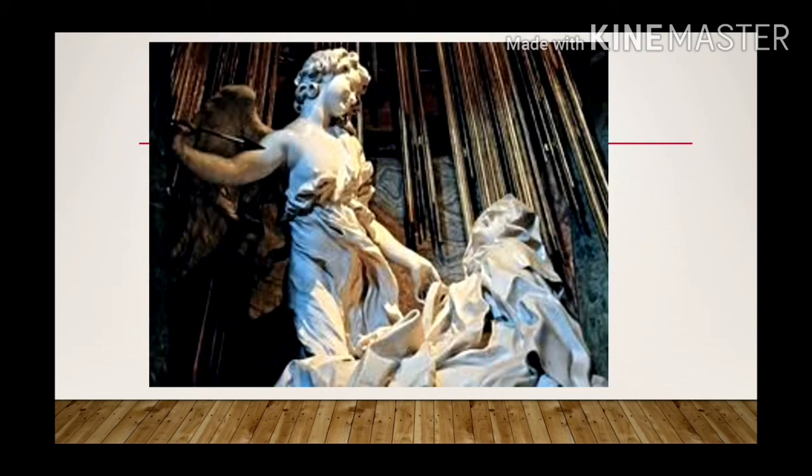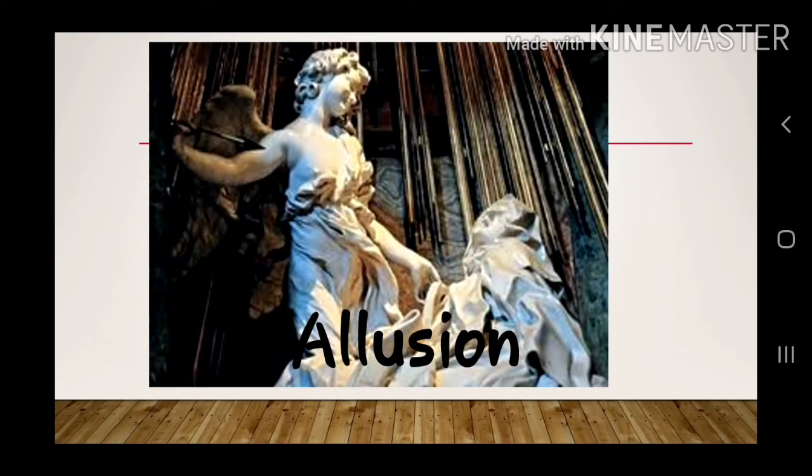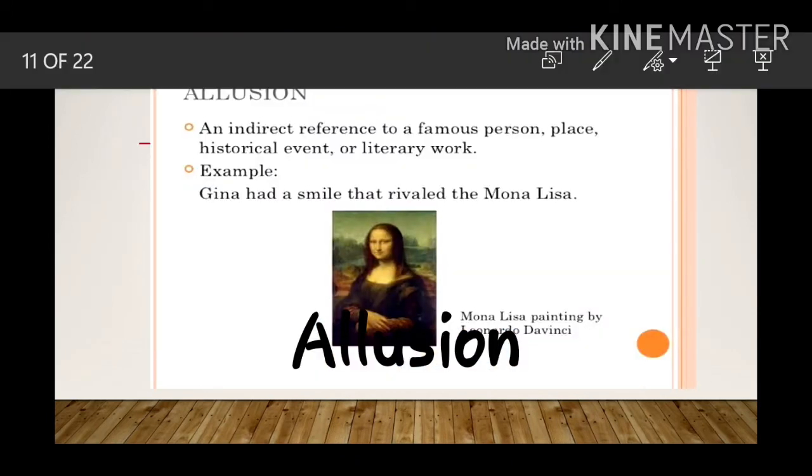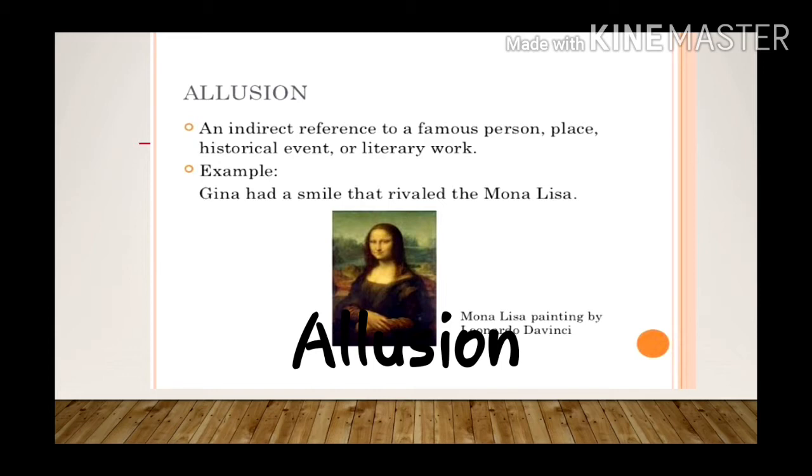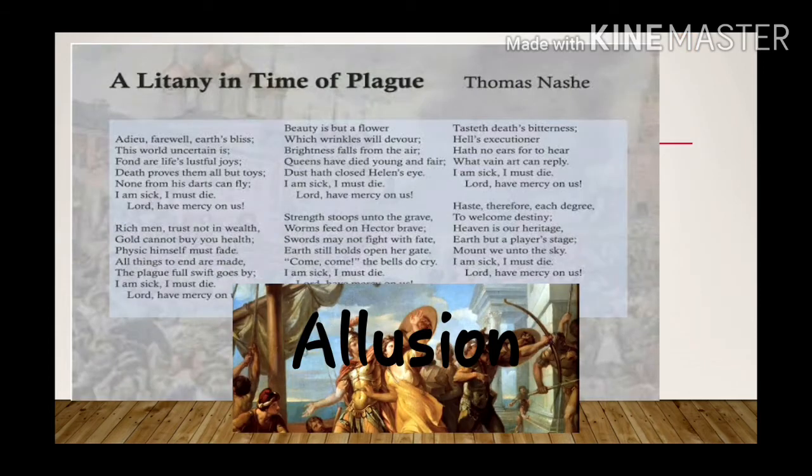The second literary device I'm going to talk about is allusion. Allusion is a passing reference without explicit identification to a literary or historical person, place, or event, or to another literary work or passage. Elizabethan Thomas Nashe's Litany in Time of Plague: Brightness falls from the air, queens have died young and fair, dust hath clothed Helen's eye. The unidentified Helen in the last line alludes to Helen of Troy.